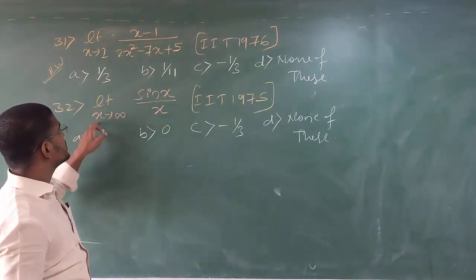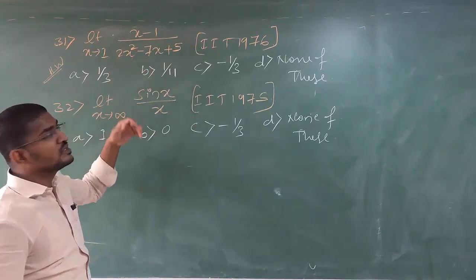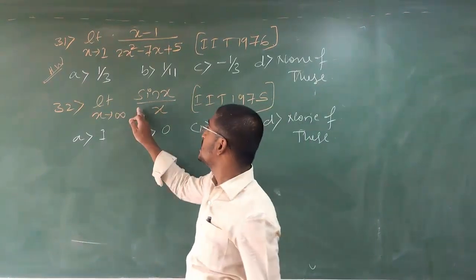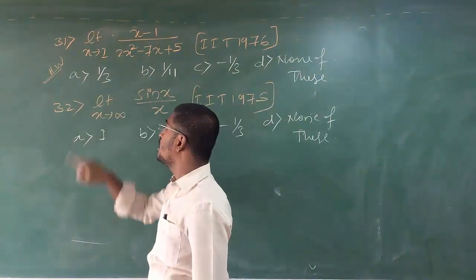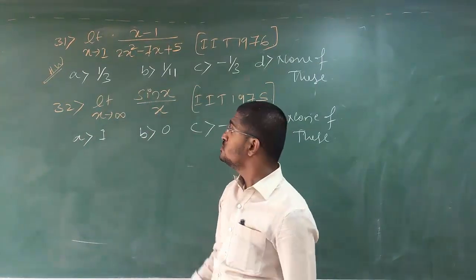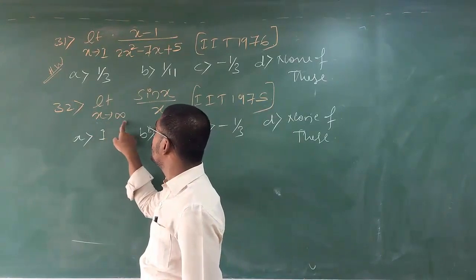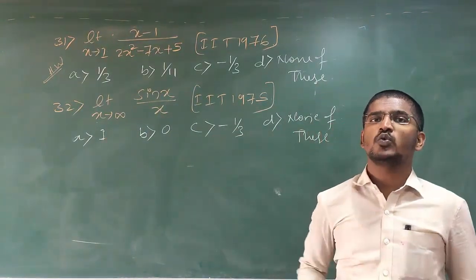See 32, limit extending to infinity sin x by x. Sir, you are giving this much tough problem to us and you are solving this easy problem. No, like that. How many can answer this by saying it? Most of the students will tell sin x by x limit 1. But observe carefully, limit x is going to infinity. If limit x is going to 0, then it was 1.